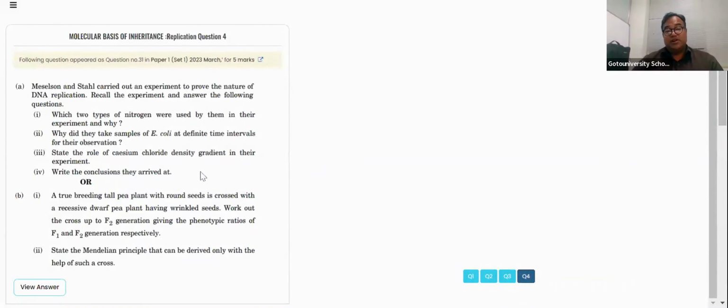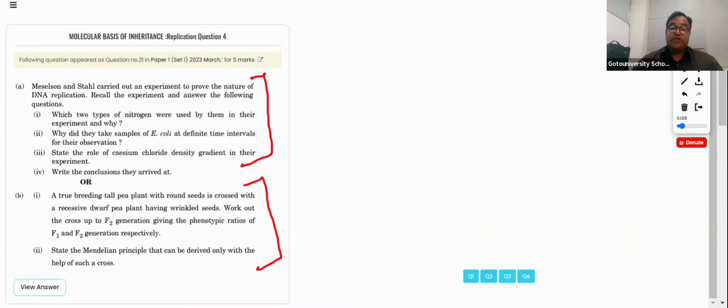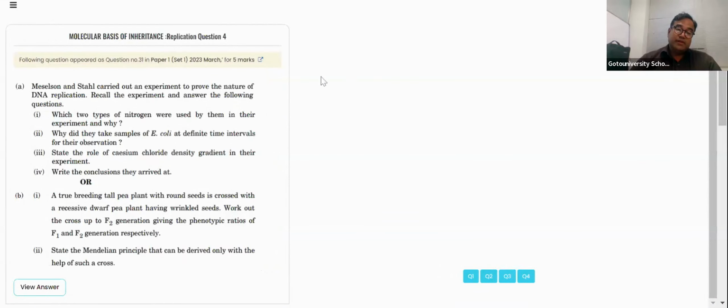The second question does not belong to the molecular basis of inheritance. The second question belongs to principles of inheritance. So they have the probability of asking two different questions from two different chapters in question number 31. The first question belongs to molecular basis of inheritance, the second belongs to principles of inheritance. Whatever you need to avoid, you can avoid, right? Now, based on the DNA replication process.